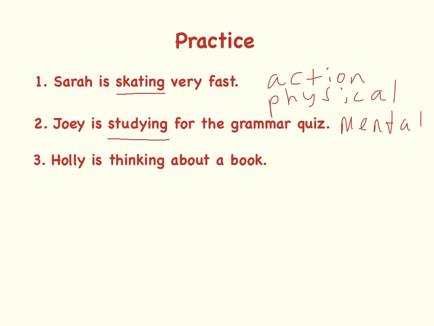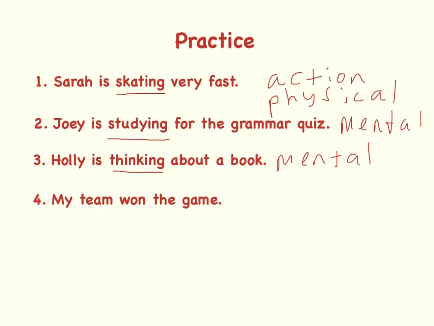All right, our next sentence is Holly is thinking about a book. Same as we've done before, identify what the verb is in this sentence. All right, good. If you identify thinking as the verb in this sentence, then you're correct. Now, try to figure out whether thinking is a physical action verb or a mental action verb. All right, awesome. If you answered that thinking is a mental action verb, then you're correct. Let's look at another sentence. We'll get better and better as we practice more.